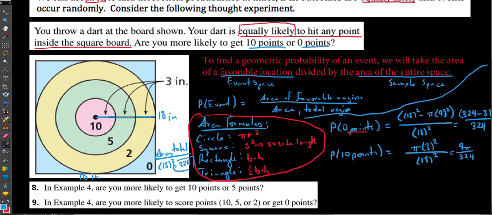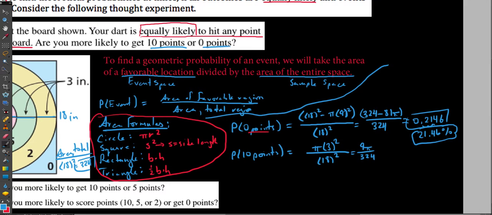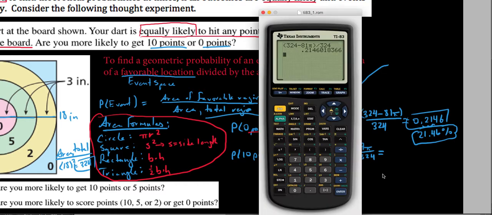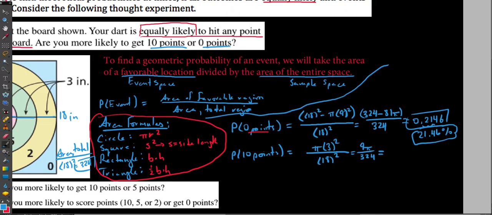Now I will tell you that this reduces, but ultimately I'm after the decimal. So instead of trying to reduce this here, we'll go ahead and say that this is our exact value in a non-simplified state, and we'll just type it in here. We have 9 times pi divided by 324. We don't need the parentheses on the top this time because we weren't subtracting or adding anything. We get 0.0873, so approximately 0.0873, which is about an 8.73% chance.